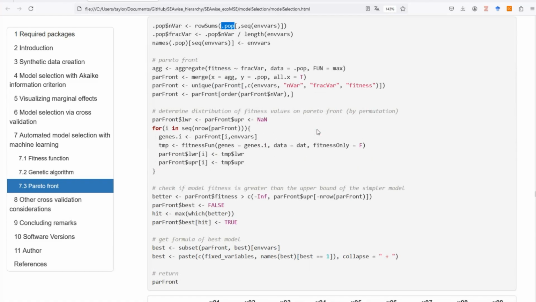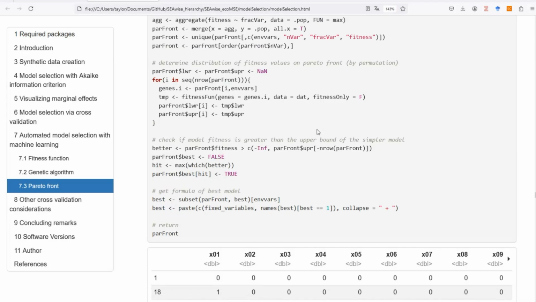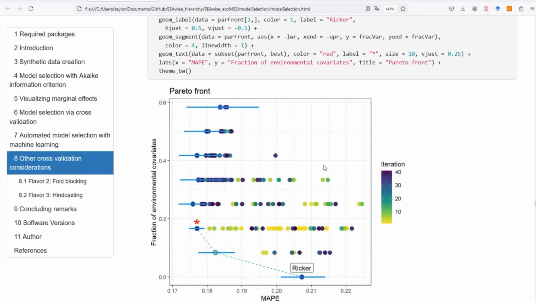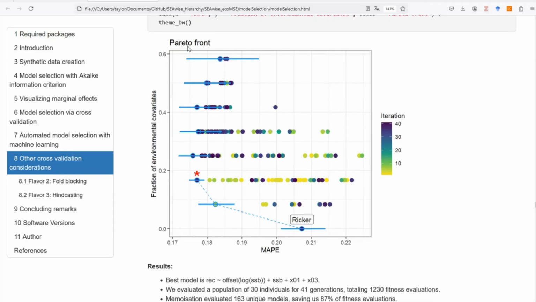What this next bit of code is going to do is calculate what's called a Pareto front. And maybe it's better to just look at it first. So this is what it looks like. We have the metric that we're using for fitness on the x-axis. So in this case, lower MAPE is a higher fitness. And then we have the fraction of the covariates that were included in that model.